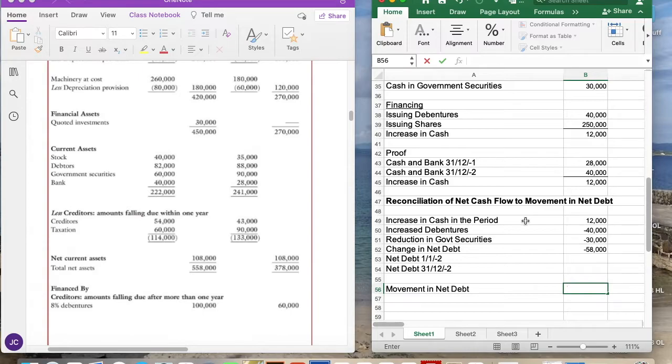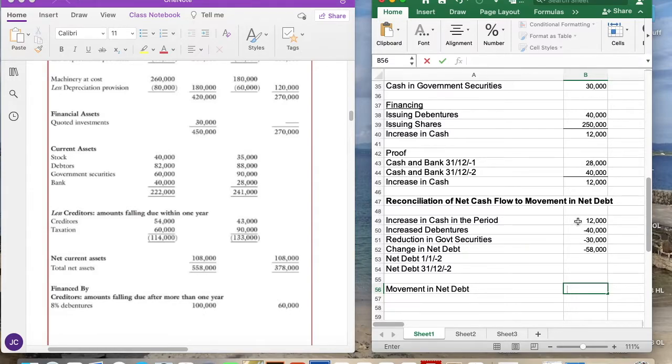And what has changed that might make us more in debt or less in debt? Did we save more? Did we cash in savings? So in this case, we had government securities that have gone down by 30 grand, so we've cashed them in, and we borrowed another 40 grand, because our debentures have gone from 60 up to 100.